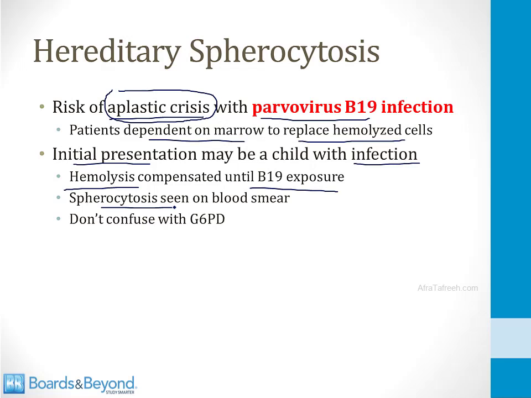And importantly, especially for board questions, make sure you don't confuse this with G6PD. You should not see spherocytes in G6PD, but because this patient has an infection and then develops anemia, that can often appear to be a description of a patient with G6PD who has infection as a trigger of hemolysis. It's the spherocytes that will tip you off that it's a case of spherocytosis.